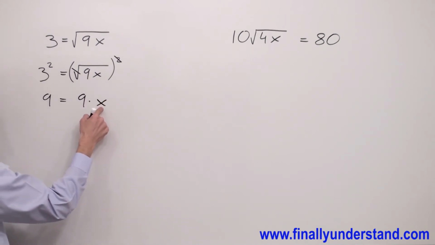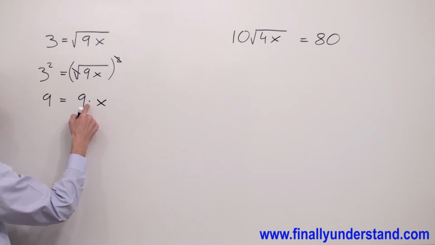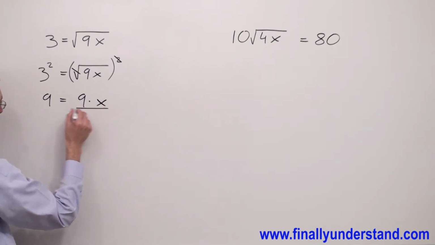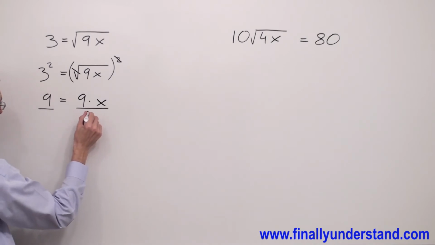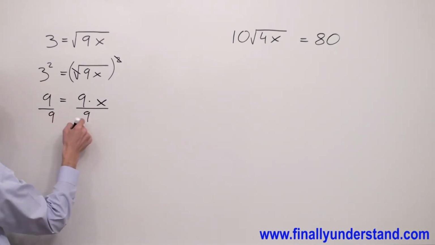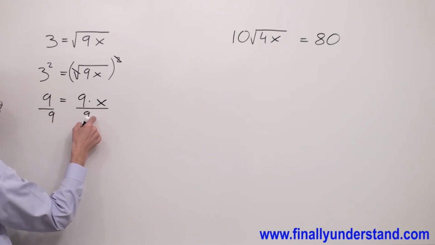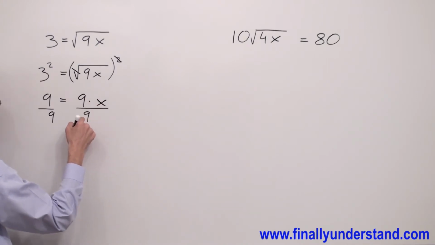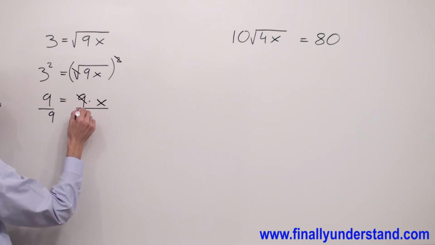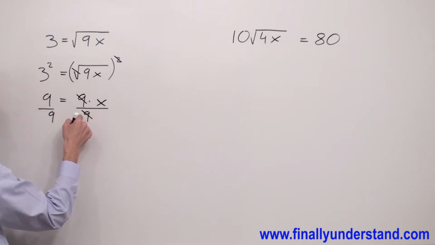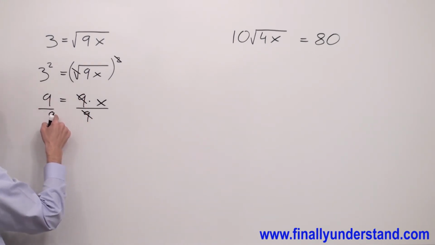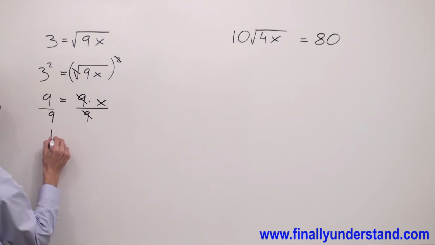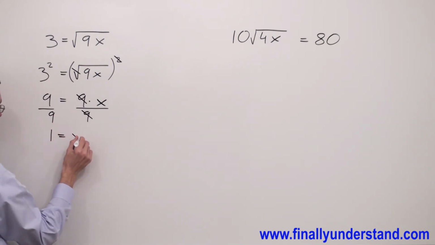I'm looking for x. X is multiplied by 9. In order to eliminate multiplication, I have to use division. I have to divide both sides of the equation by 9 because I'm looking for x by itself. So 9 and 9 will cancel out. 9 divided by 9 is equal to 1. So 1 equals x.